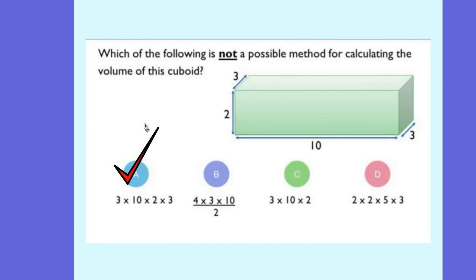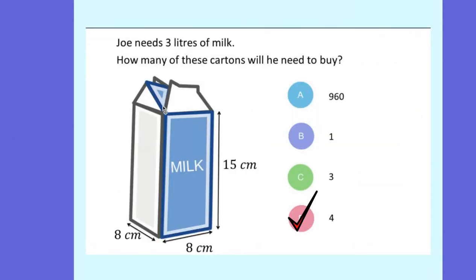Okay, I'm going to run through the answers to those questions. Question number 1. The method that's not used to calculate the volume of this cuboid is A. We can't just multiply together all of those lengths, so A is the incorrect answer. For question number 2, you're going to need 4 of these cartons to obtain 3 litres of milk.